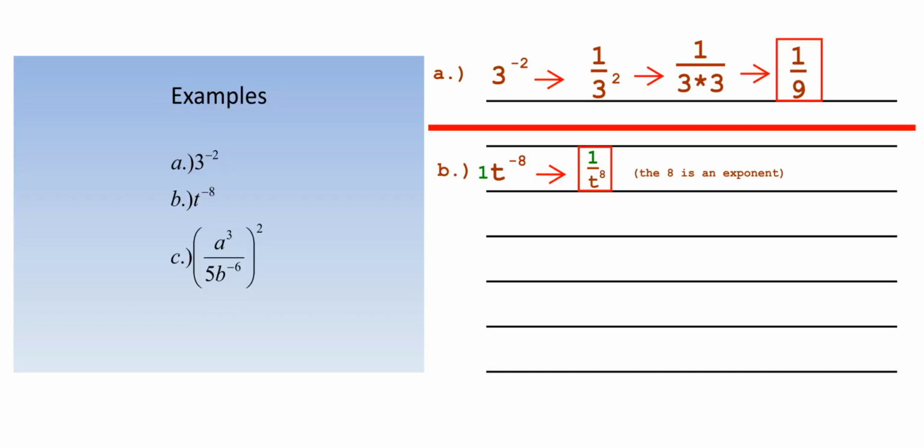Once again, notice the 8 is an exponent. You want to make it small and higher than your regular numbers. Otherwise, you're going to confuse it with a multiplication and think you're doing t times 8. So be aware of that. So let's go for the next one. C. Okay, for C, we have a to the third divided by 5 times b to the negative 6, and on the outside of the parentheses, we have a square.